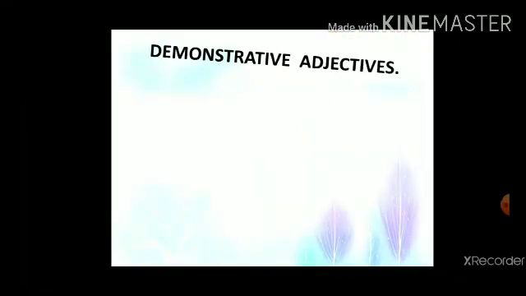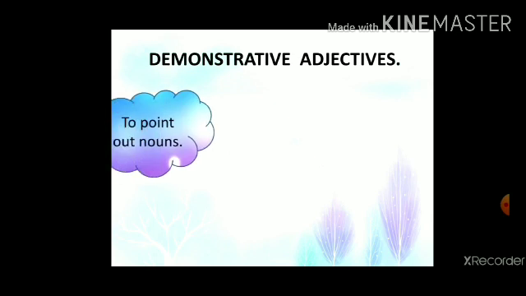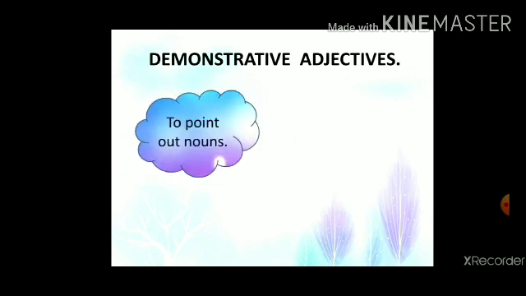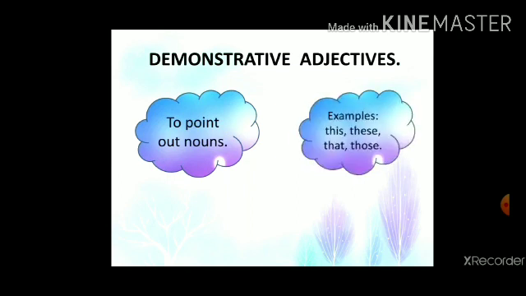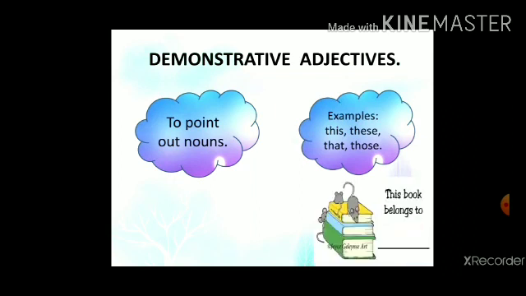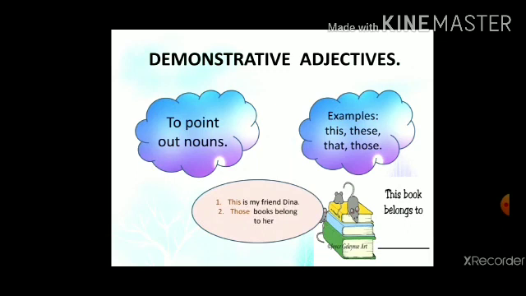Now the third one is demonstrative adjectives. These adjectives are used to point out the nouns. For examples, this, that, these, those. This and that are used to point out singular nouns, and these and those are used to point out plural nouns. For example, this book belongs to my friend. So this book, because there is only one book, we have used the adjective this.